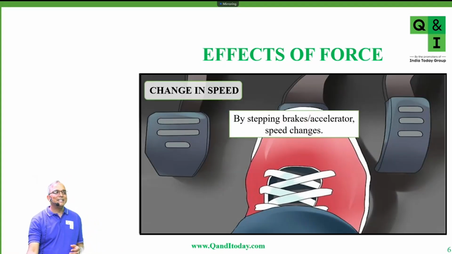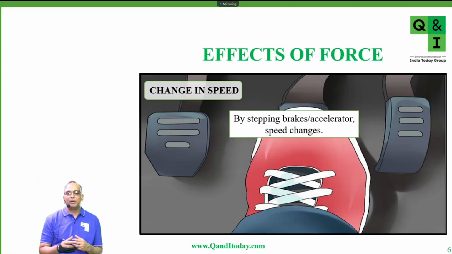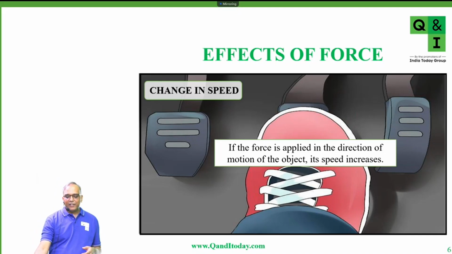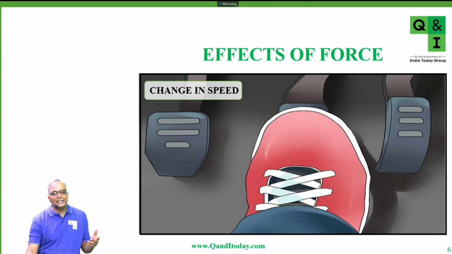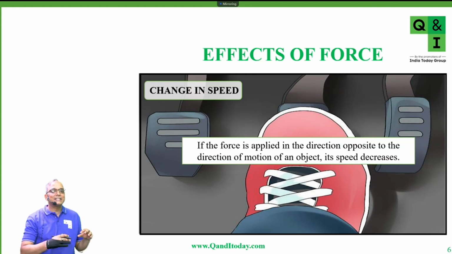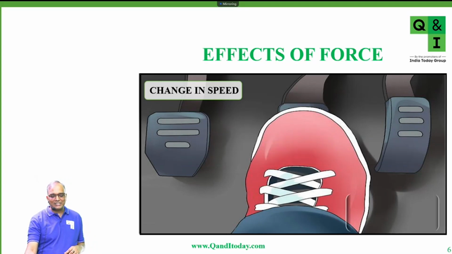When we drive a car, by stepping on the brakes or on the accelerator, the speed changes. When we apply brakes, the speed decreases, and when we push the accelerator pedal, the speed increases. If the force is applied in the direction of motion of the object, its speed increases. If you apply the force in the opposite direction to the one in which the body was moving, the speed is going to decrease. So this is another effect of force, that is change in speed.